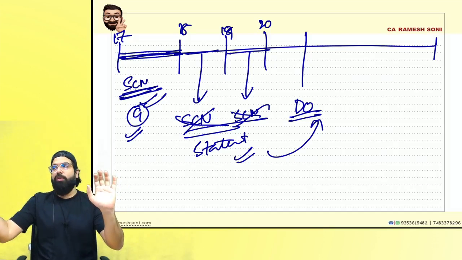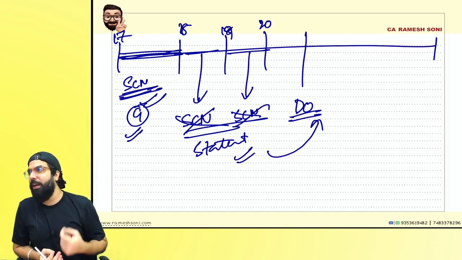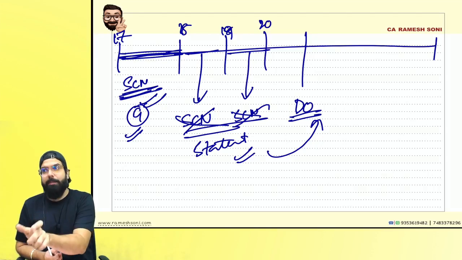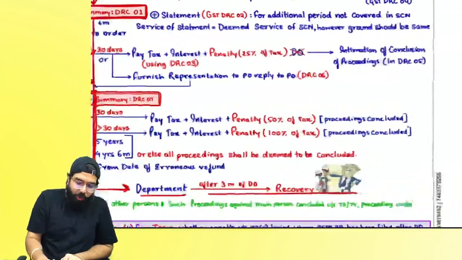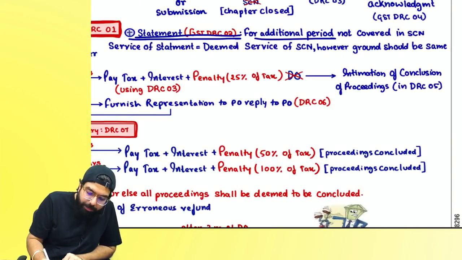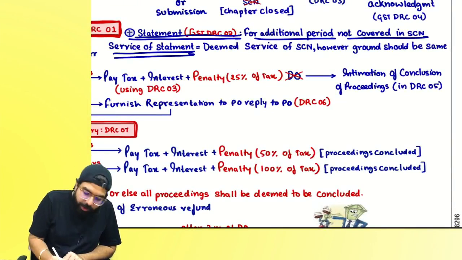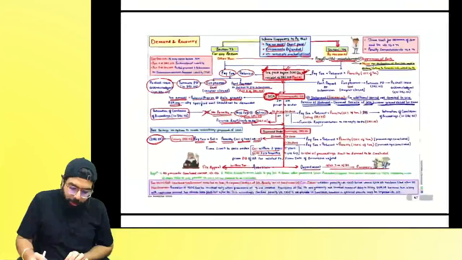Now the show cause notice was issued for 1 year. For the remaining years also, if he identified that the same mistake has been done, and the grounds on which he can demand are the same, then he will not raise a show cause notice for the additional year. He will give a statement in DRC 02 for the additional period not covered in the show cause notice, and service of the statement shall be deemed to be service of the show cause notice. However, the grounds have to be the same. I hope you guys are able to connect to this.